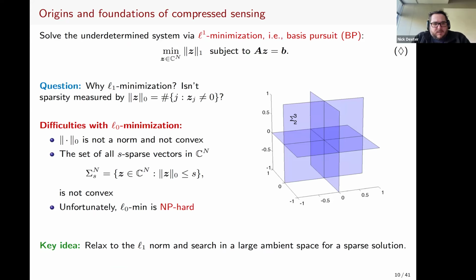Well, there's difficulties with working with L0 minimization. First, it's not a norm and it's not convex. This set of all S sparse vectors, here I've got a picture of this in 3 dimensions. This sparsity 2 set can clearly be seen to be not a convex set. And unfortunately, you can show actually L0 minimization is NP hard. And so the key idea is relaxing to the L1 norm and searching in a large ambient space for a sparse solution.